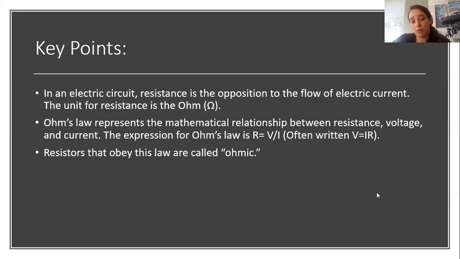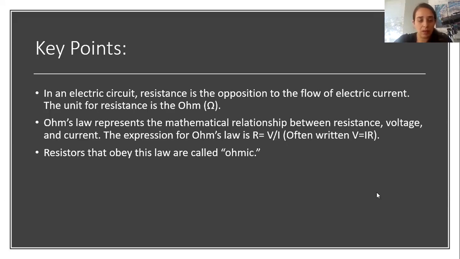The expression for Ohm's law is that the resistance is equal to the voltage divided by current, but most often you'll see it written as V equals IR. So voltage is equal to the current times the resistance. That's a really important equation that you should have derived. You should have been able to see it through the observations that we made, but if you weren't able to figure it out, then please write this into your notes. It's super, super important. And again, we're going to be using this throughout the rest of this unit.